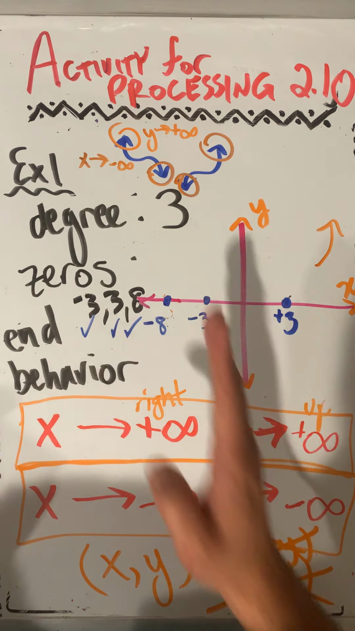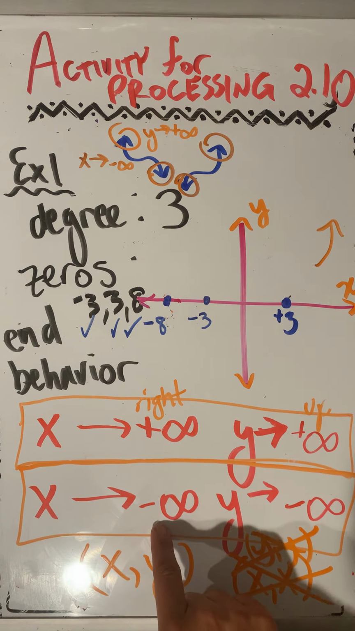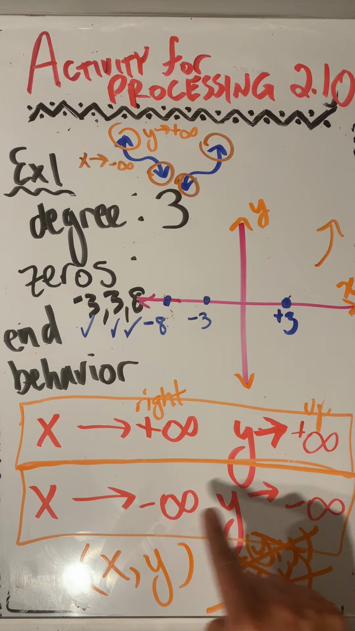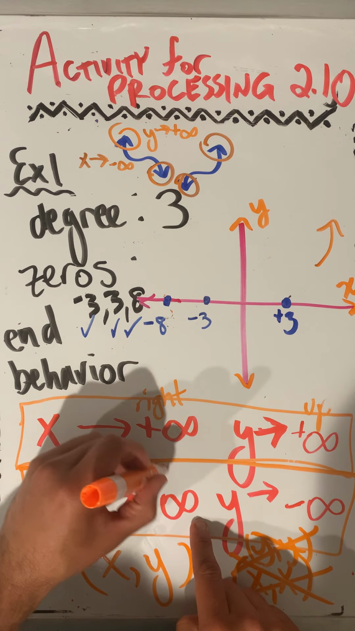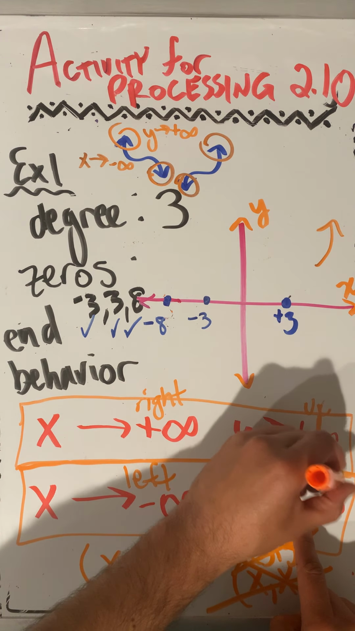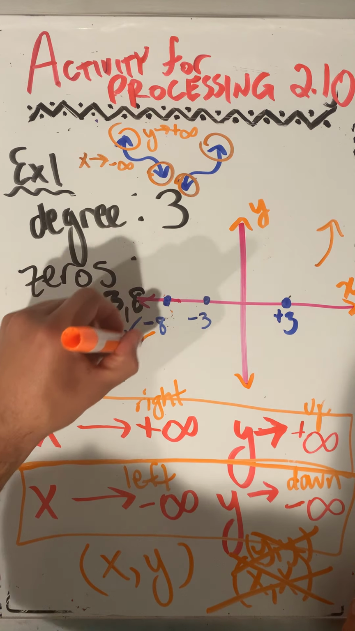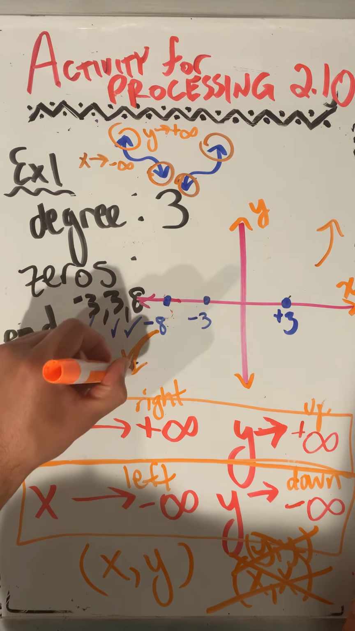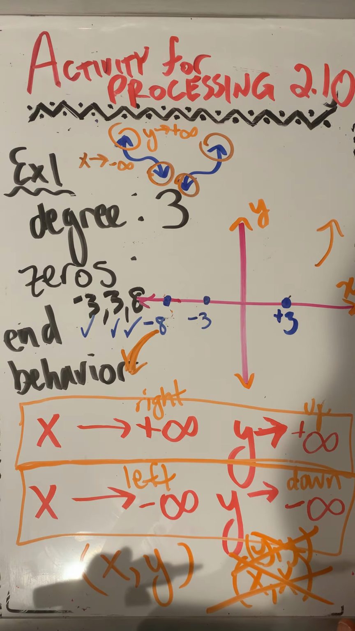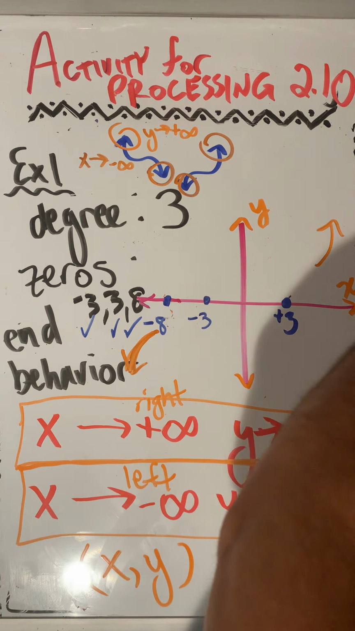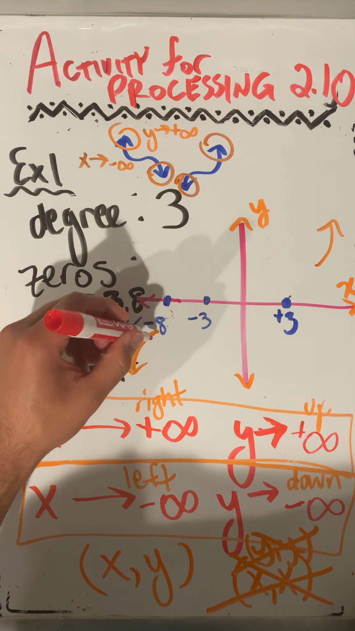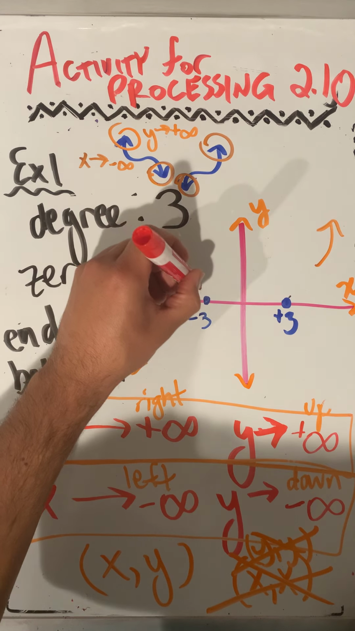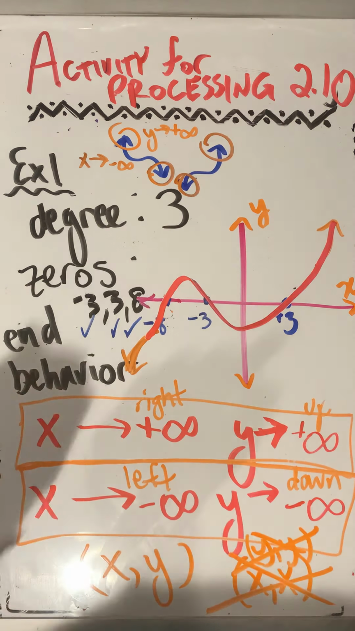Okay, all right. So this one, as x gets larger and larger in the negative direction, y gets larger and larger in the negative direction. So as this goes left, this goes down. So left and down. All right, cool. So now I'm going to finish graphing my graph. Okay, there we go.